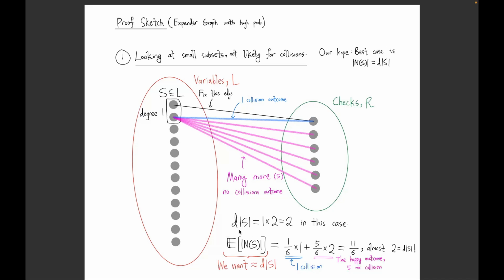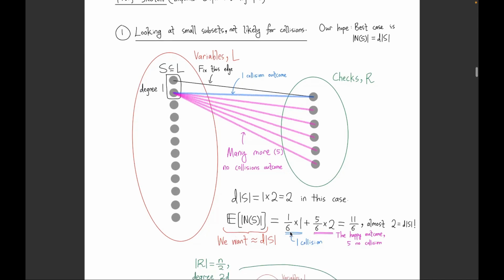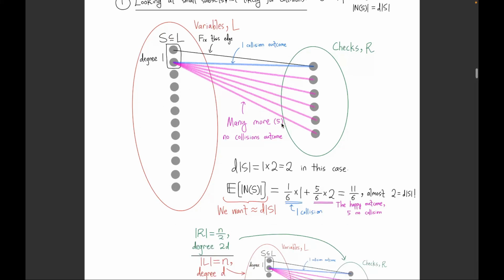And so if we calculate what is the ideal situation, we obviously want this edge and this edge to end up connecting to different vertices. So d times |S| is actually 2, and this is our ideal number of check neighbors. But the actual one we get is, well, we have this case where we have a collision with probability 1/6, and with probability 5/6, we have no collisions, and adding them up, we get 11/6, which is very close to the ideal setting that we want. So that means that, okay, if I look at small subsets of all the variables L, we can actually get pretty good expansion properties.